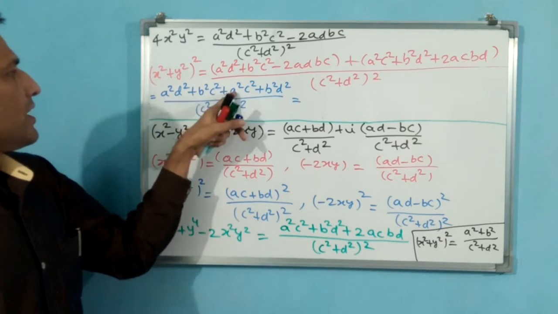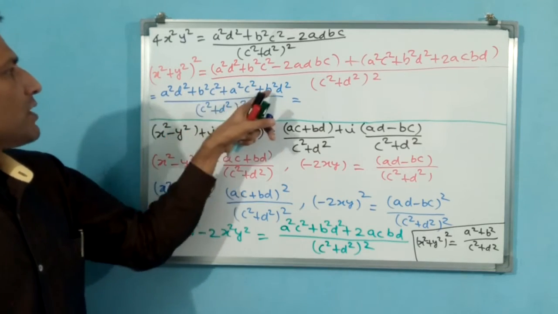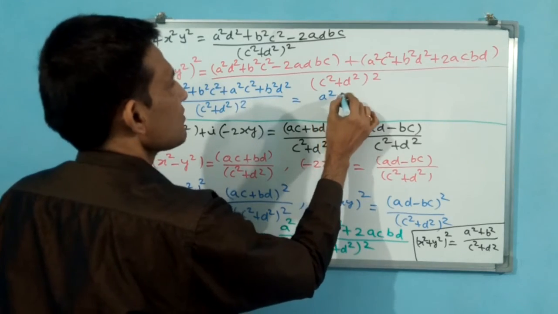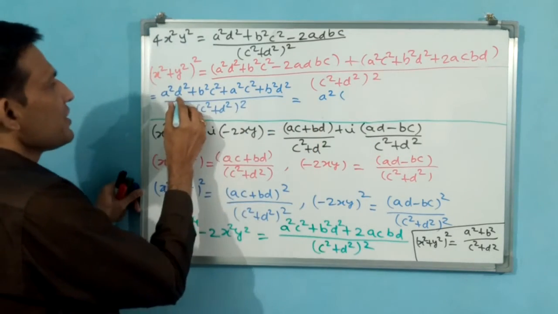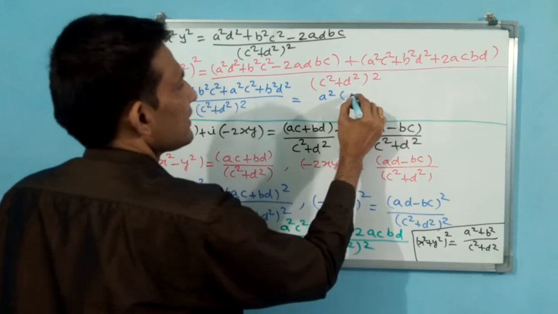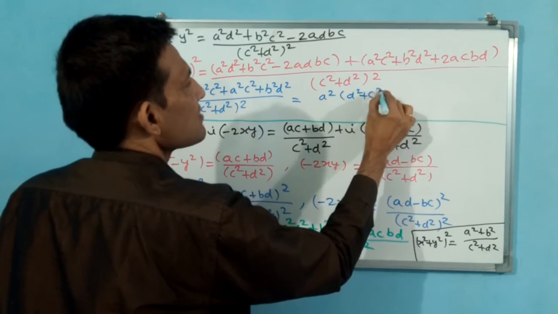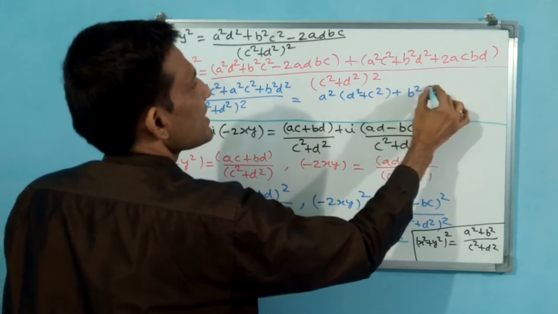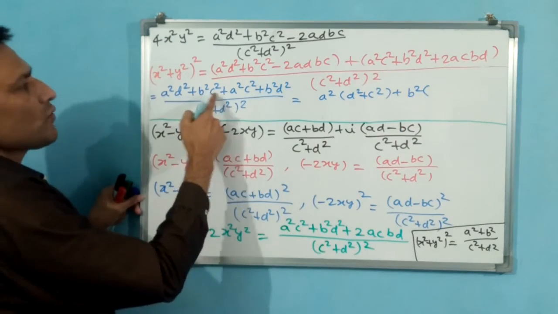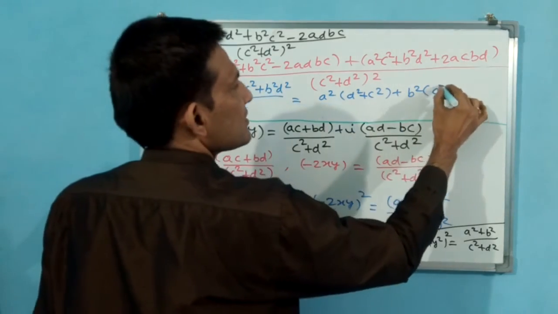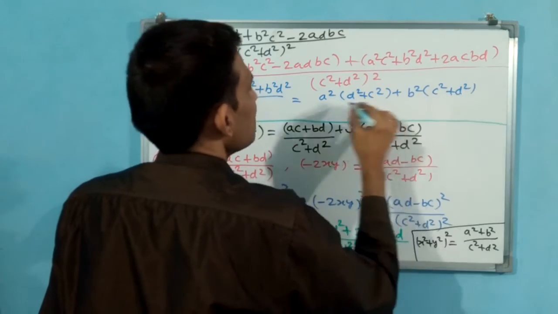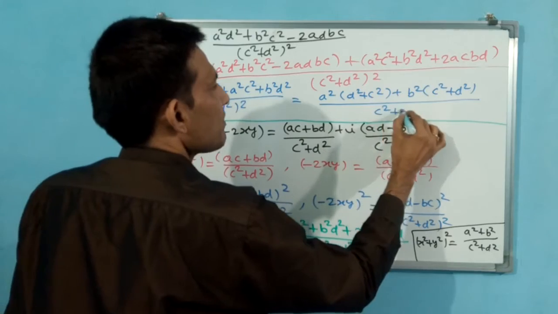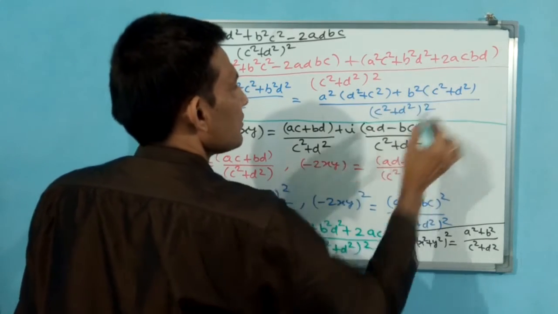Now see, a square I will take one common and b square also I will take another common. Let me take a square common. A square, if I take, d square plus c square. Plus b square also I am taking common, c square plus d square. Divided by c square plus d square whole square.